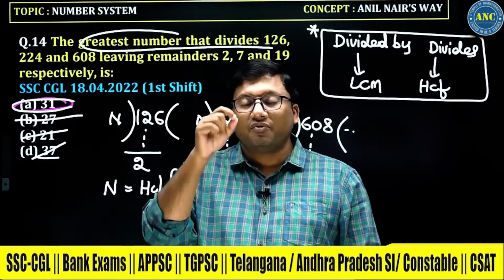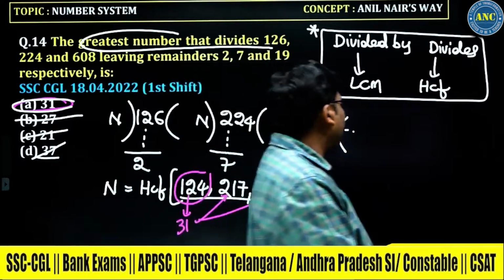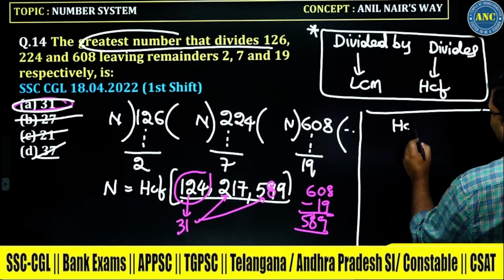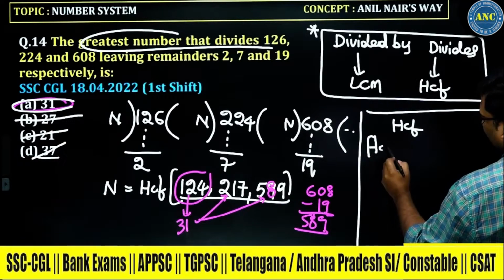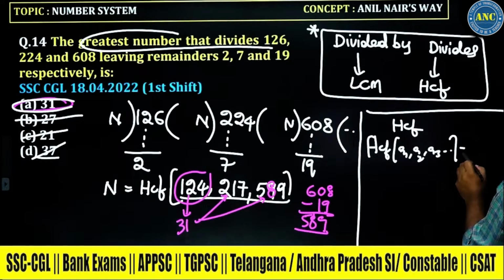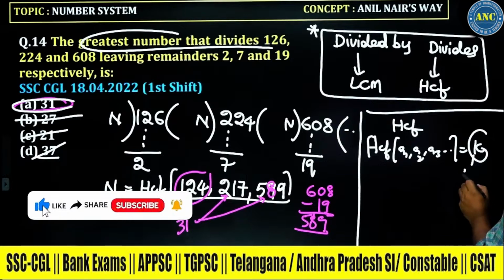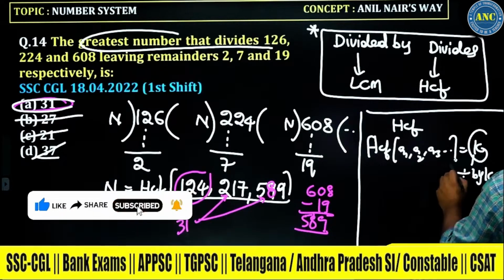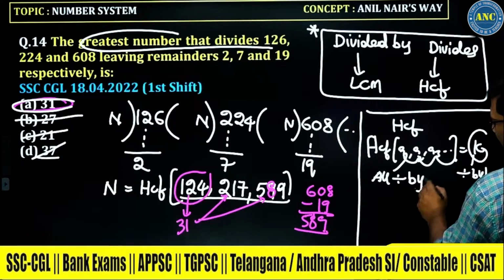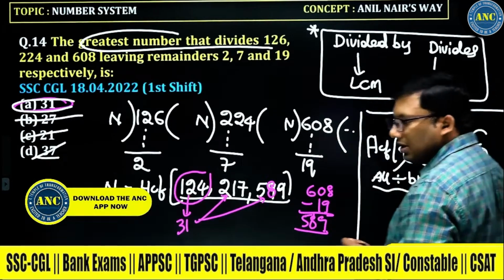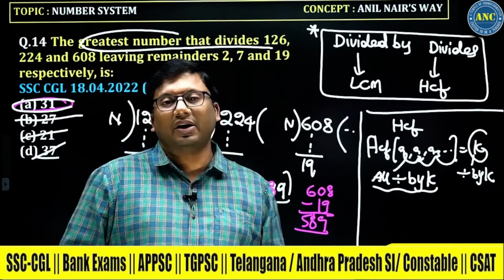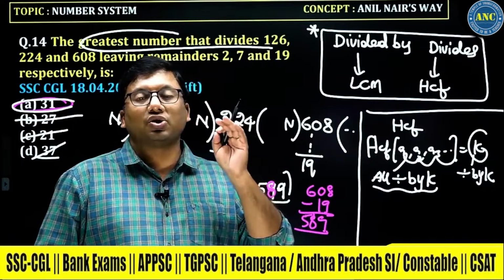Please remember, whenever you are finding HCF, please make a note of this concept, sir. Whenever you are finding the HCF of A1, A2, A3, if the answer is divisible by K, all the input numbers should be divisible by K.